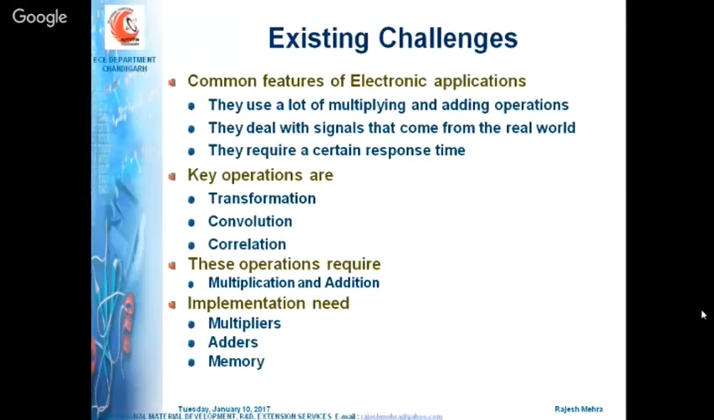So most of the operations we perform in these applications, directly or indirectly, come under the category of transformation, convolution, correlation, and all these operations are performed with the help of multiplication and addition. So it means that whenever we have to design these systems, we need multipliers, adders, and memory elements in hardware if we want to implement this in a hardware environment.